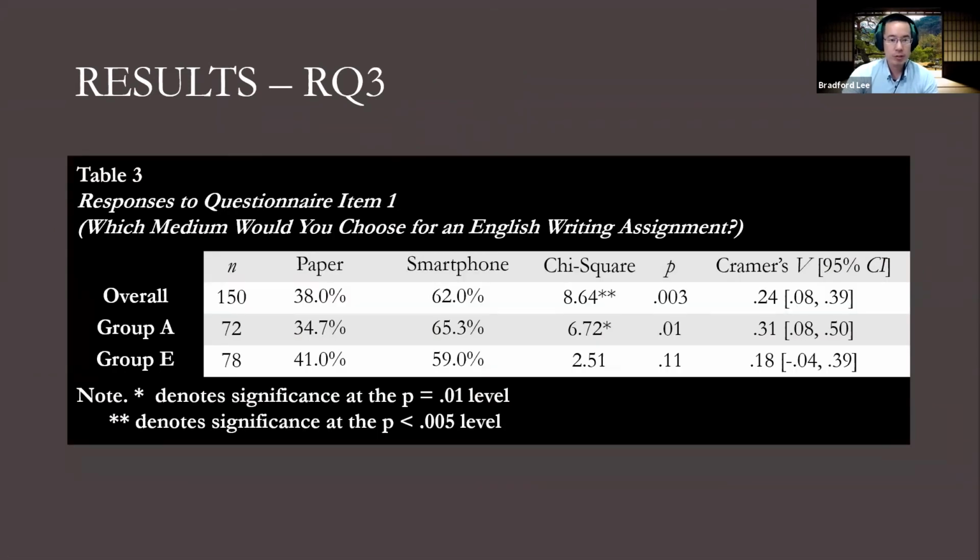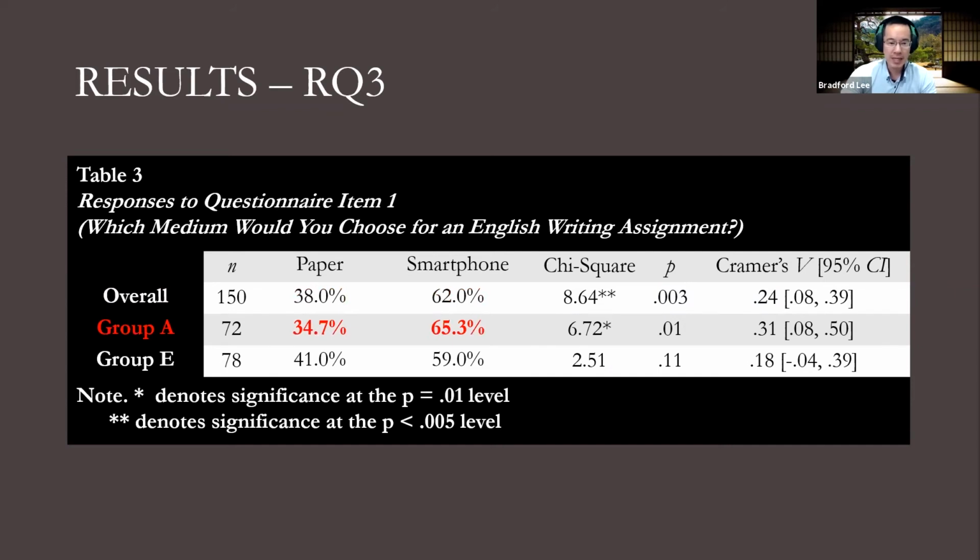But for research question 3, when we asked them the open-ended question, which medium would you choose for an English writing assignment, we found that overall 62% of the students said that they would prefer to complete their assignments on a smartphone. That's overall for all 150 students, which is significant on the smartphone side, with a Cramér's V of 0.24.